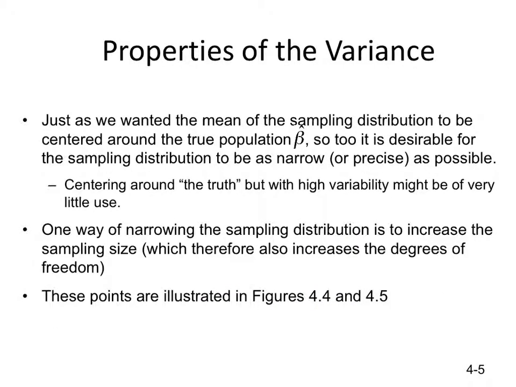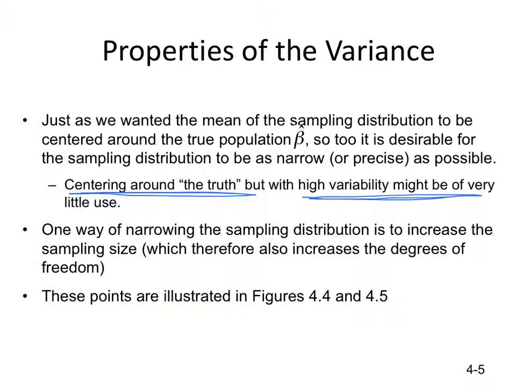So what we desire in our estimators is unbiasedness. We also desire minimum variance, because centering our estimates on the true value but with a very, very high variance means that the probability of drawing a value in any given sample that's far from the true value is very high. And so we want the smallest possible variance that we can get.